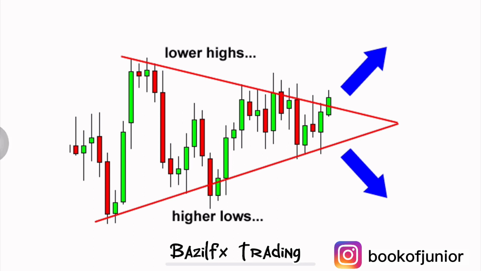So guys, remember, I told you we have three components of market structure. We have the uptrend, downtrend, and ranging market. On all of those markets, we find these patterns. And when you find these patterns, you can be able to identify where a market will go next.